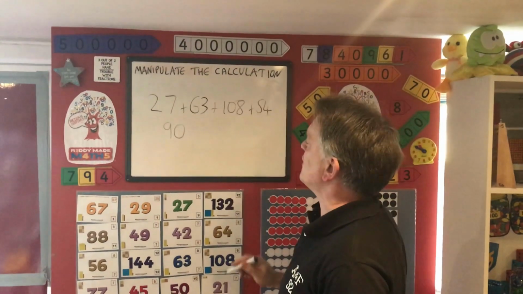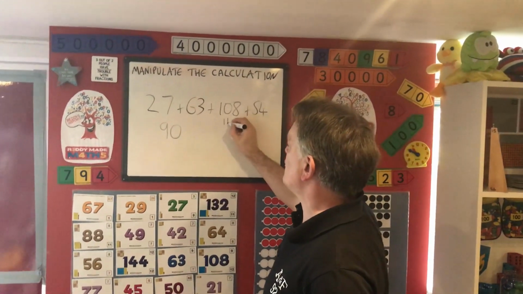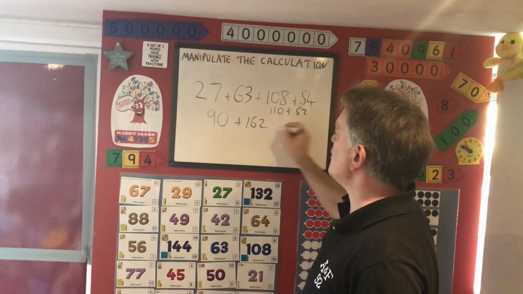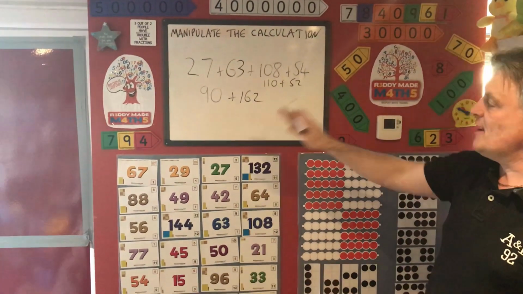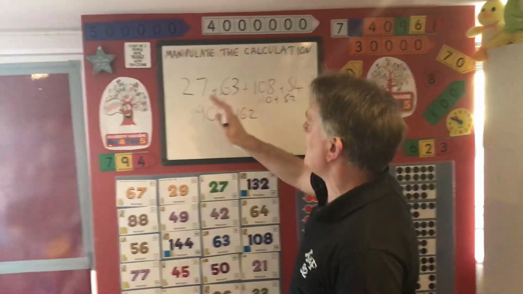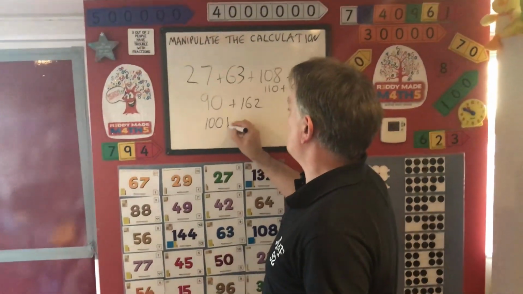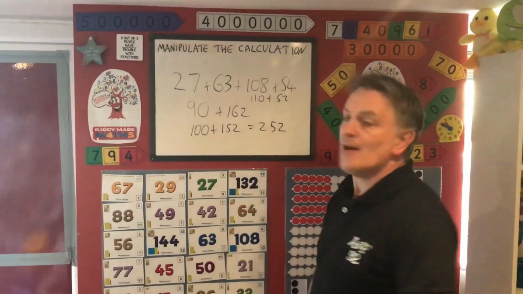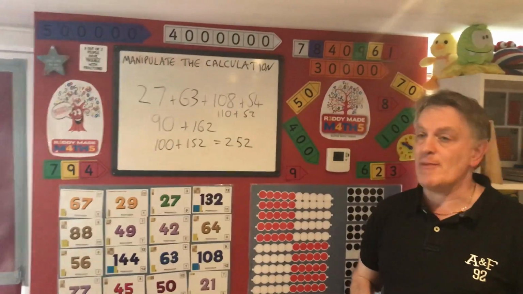I'm just going to pass 2 over. So I'm going to rewrite that one as 110 add 52. That's going to give me 162. I've now got a 90 and 162. I'm going to pass 10 over there to make that 100 plus 152 equals 252. And that one worked out considerably better.